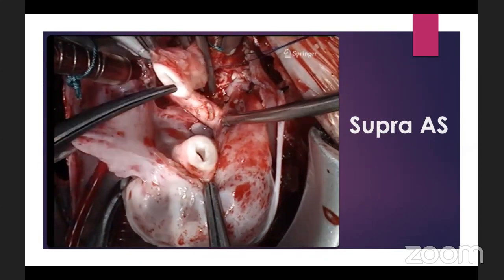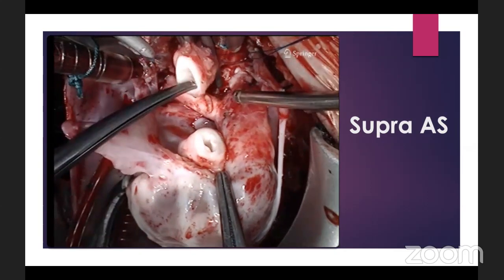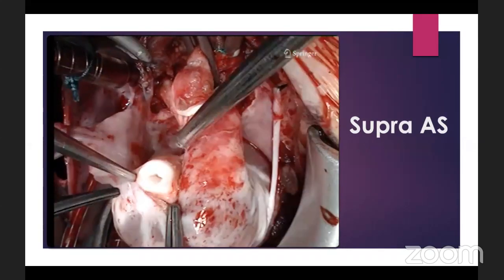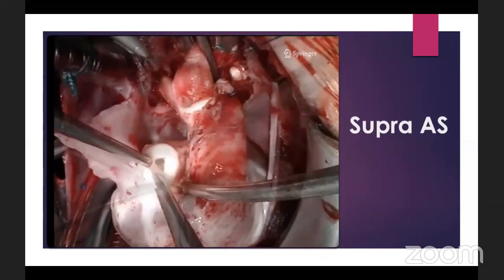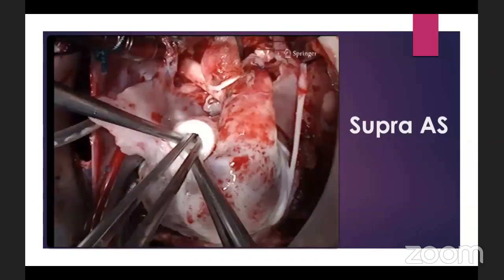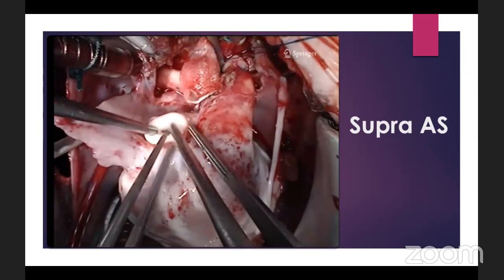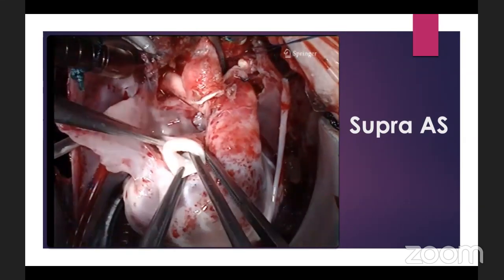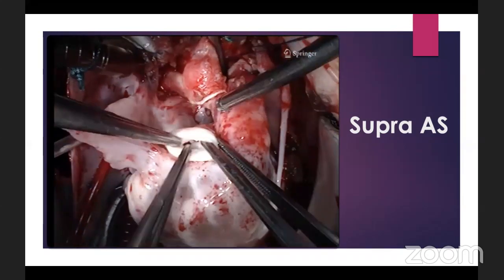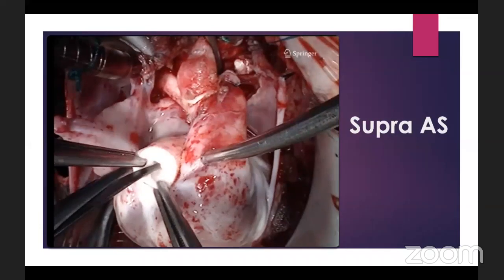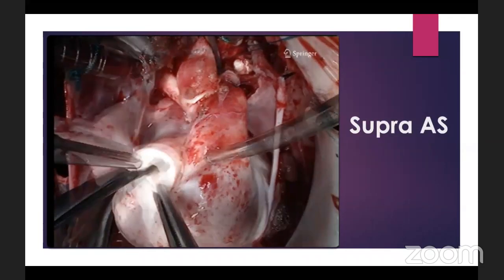You can hardly see the anatomy. You can see an excessively thick aortic wall. And the first thing to do is to identify where the non-coronary sinus is and open the aortic root into the non-coronary sinus. And that will help open up the root, and you can examine things a lot easier once that is done.